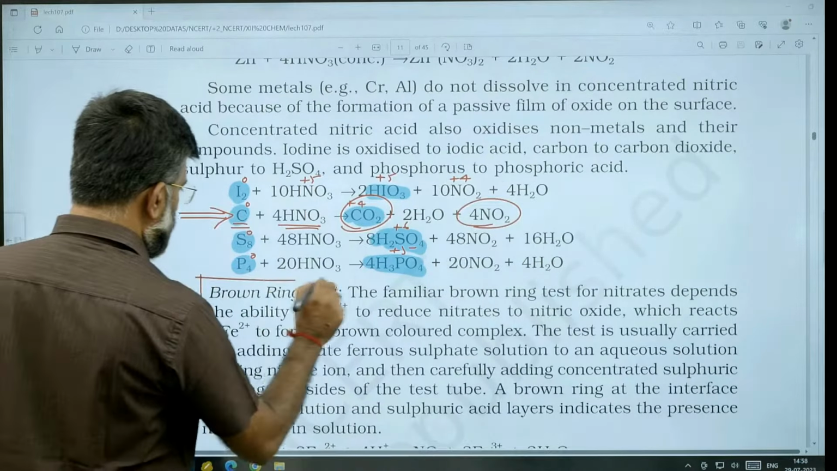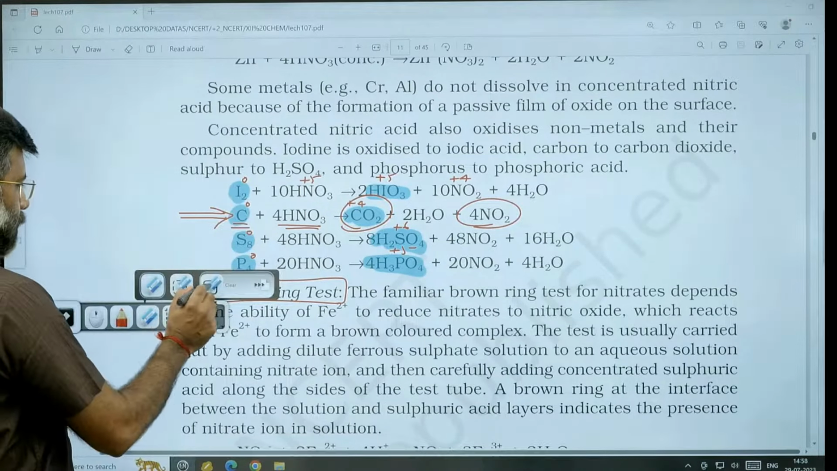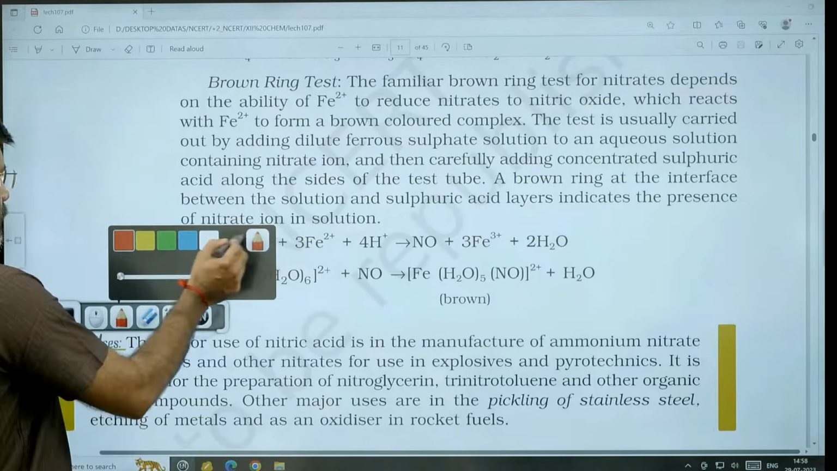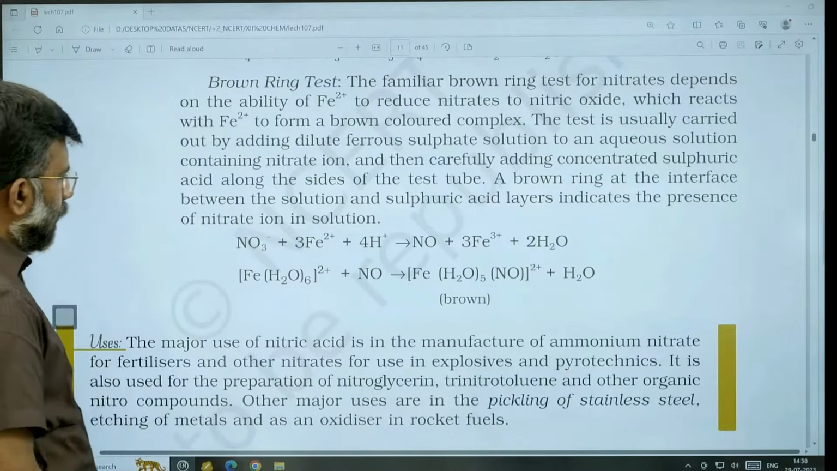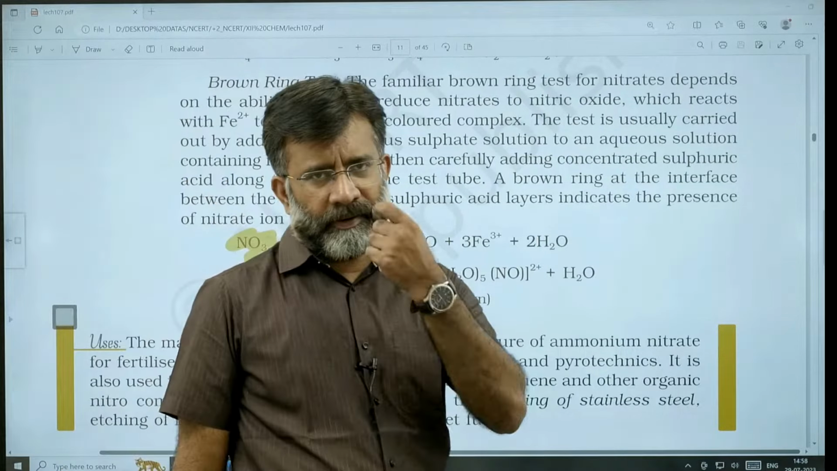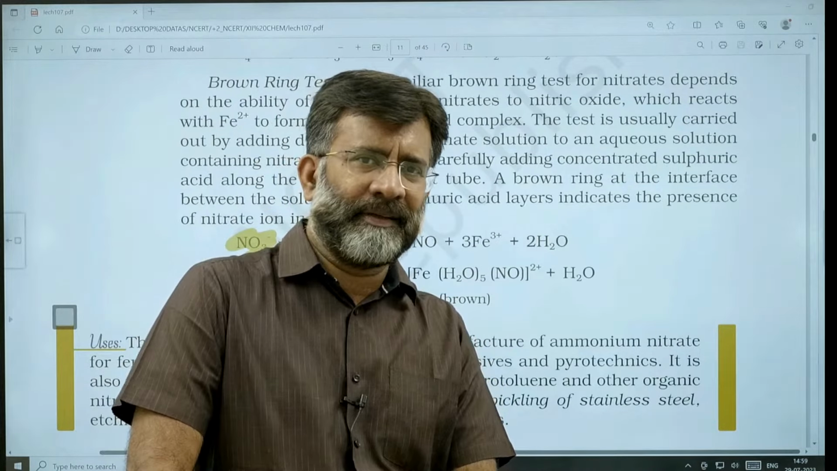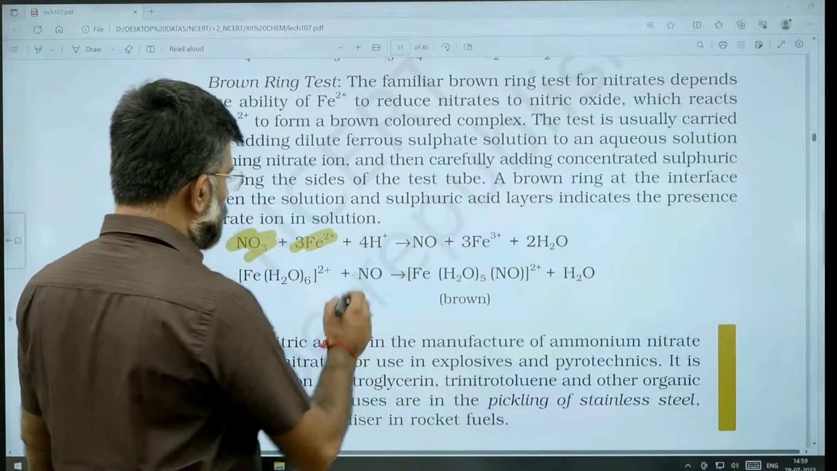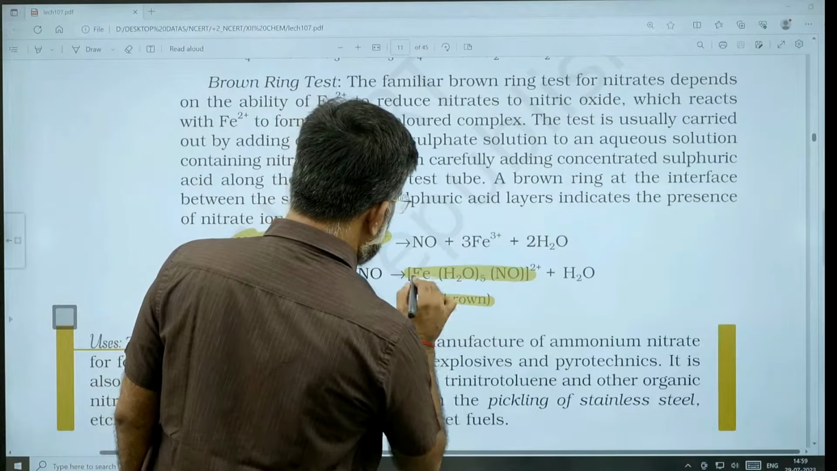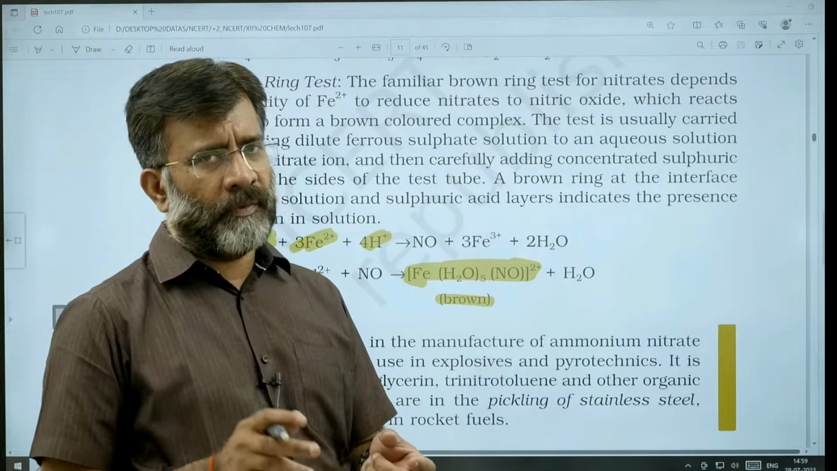Next is the brown ring test. All of you know it is a test for nitrate. Nitrates are tested by the brown ring test. You take a nitrate solution in a test tube, add some freshly prepared ferrous sulfate, and through the walls of the test tube add concentrated sulfuric acid, where a brown colored complex forms. That is the brown ring test, the indication of a test for nitrates.